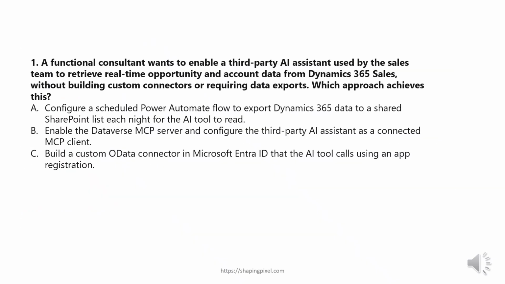A functional consultant wants to enable a third-party AI assistant used by the sales team to retrieve real-time opportunity and account data from Dynamics 365 Sales without building custom MCP server or requiring data exports. Which approach achieves this? Correct answers is option B.